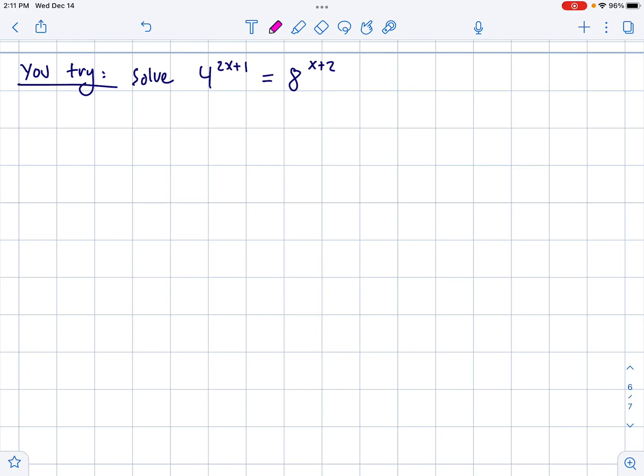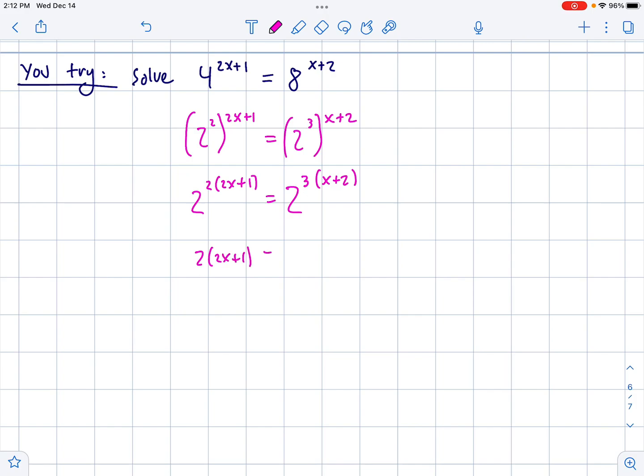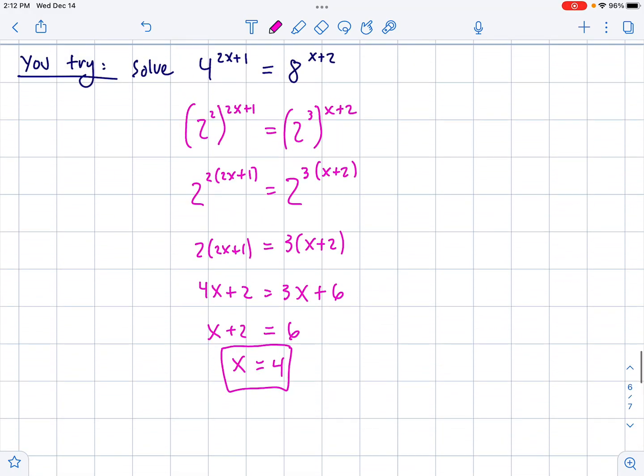Go ahead and try this one. It's slightly more complicated because you actually have to rewrite both sides. All right, you guys, there's your answer.